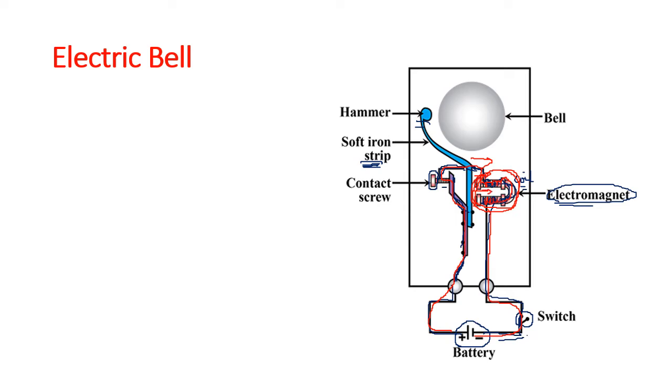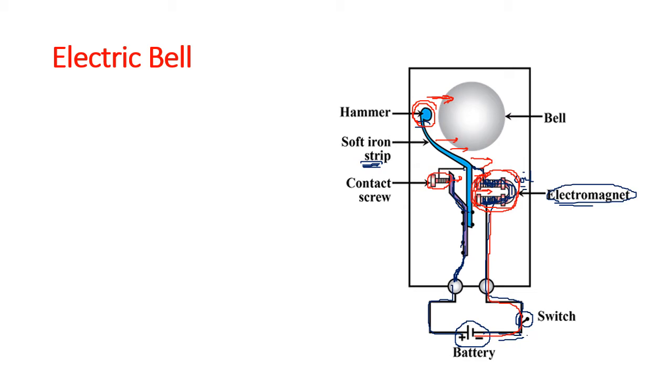So, when this strip is pulled towards the magnet, this hammer will hit the gong, making a sound. But something else will also happen. What will happen is when the hammer hits the gong, the strip moves forward and the hammer hits the gong. This screw contact is broken. Because the strip moves forward, this contact is broken.